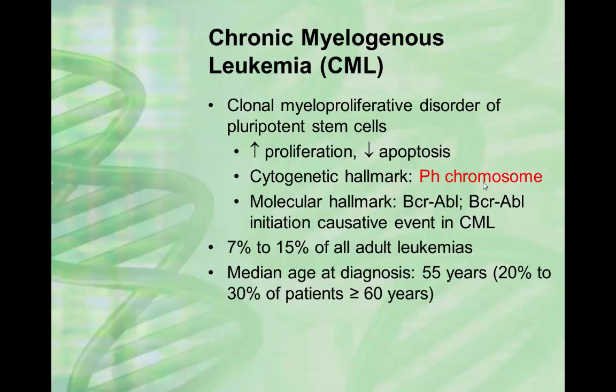Diagnosis, peripheral blood smear, basically by bone marrow aspirate as well, and demonstration of Philadelphia chromosome. 7% to 50% of all adult leukemias have CML, and the median age at diagnosis is 55 years old. So patients that are greater than 55 or 50 years old are exposed to this type of chronic leukemias.